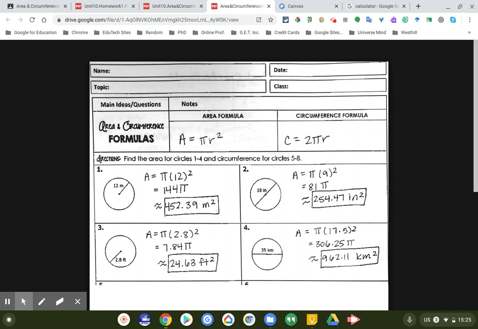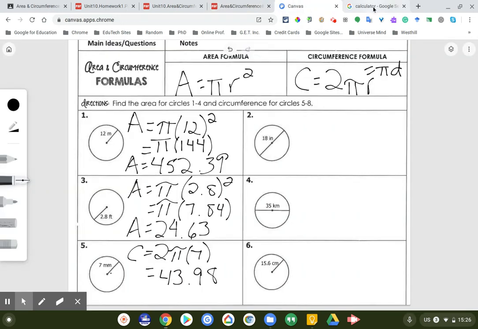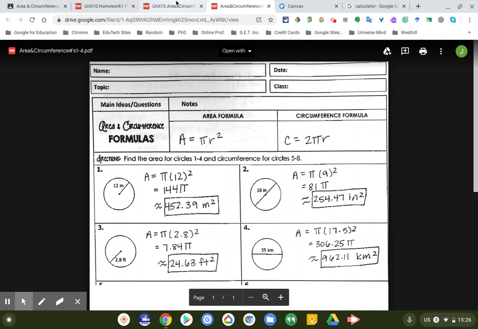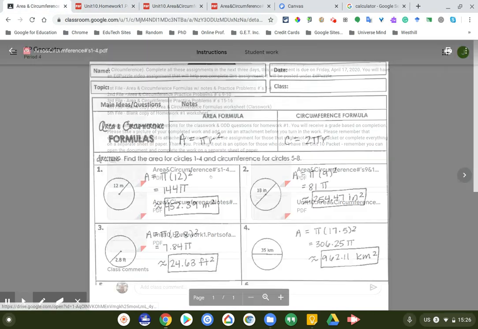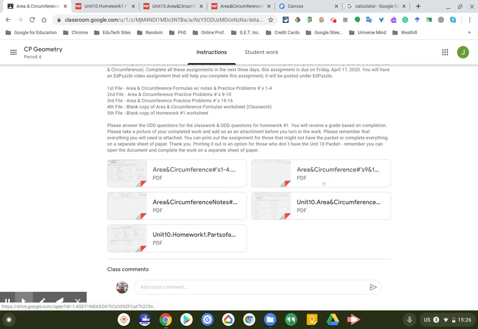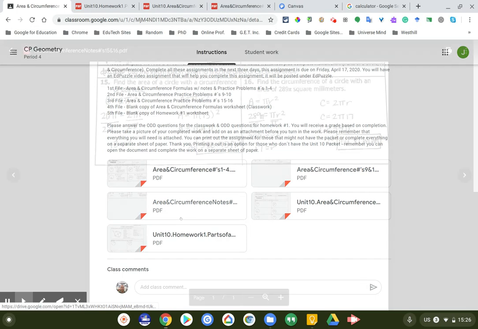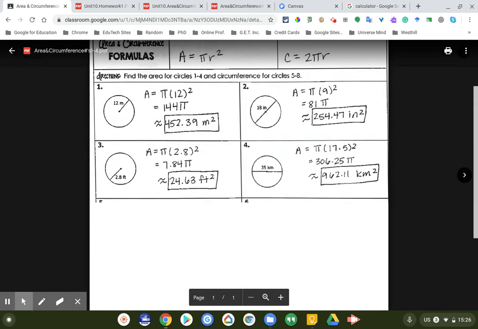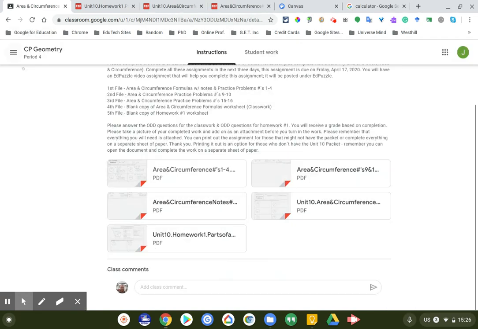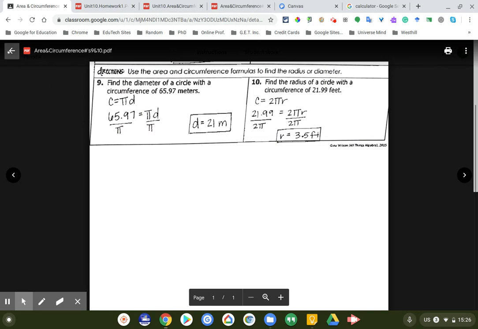It's fine. So 452.39, that's what we get, I think, for the first one. Yes, that's what we got. Let's check them again. And then 24.63, that's what we got for that one. And number 5, we have 43.98. Okay, let's check. Where is it? Oh, I see. We broke them up. Hang on. Where's 5 and 6? I don't see number 5 and 6. I don't know where 5 and 6 is, but I'm pretty sure we got it correct. That's fine.